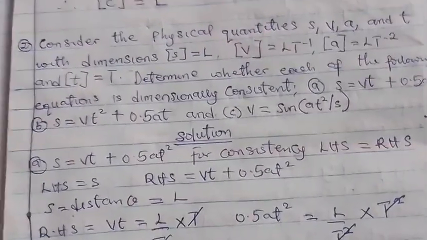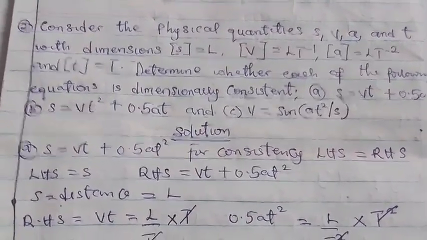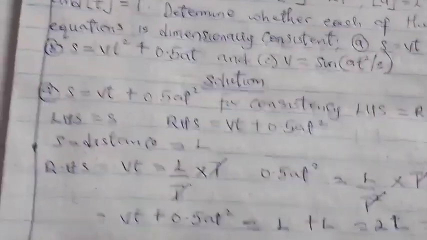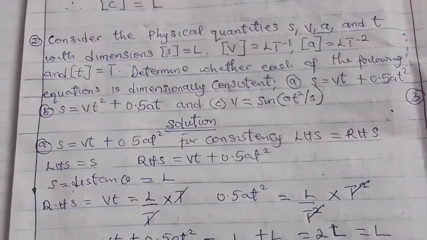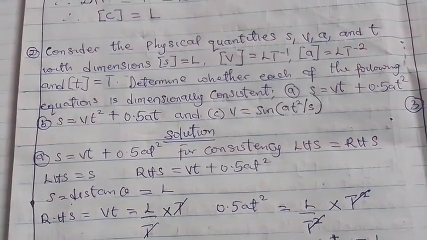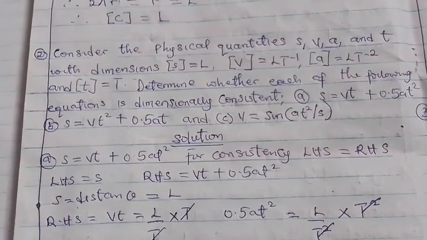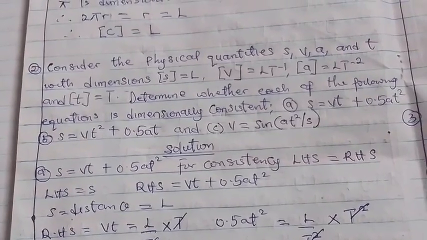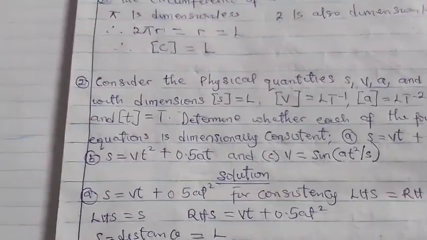Now for the first one, for an equation to be dimensionally consistent, it means the equation must be correct. And for it to be correct, the left-hand side of the equation must be equal to the right-hand side. If you look at the first question A, which is S equals Vt plus 0.58t square, you discover that the left side is S, and S is distance. And so what's the dimension of distance?